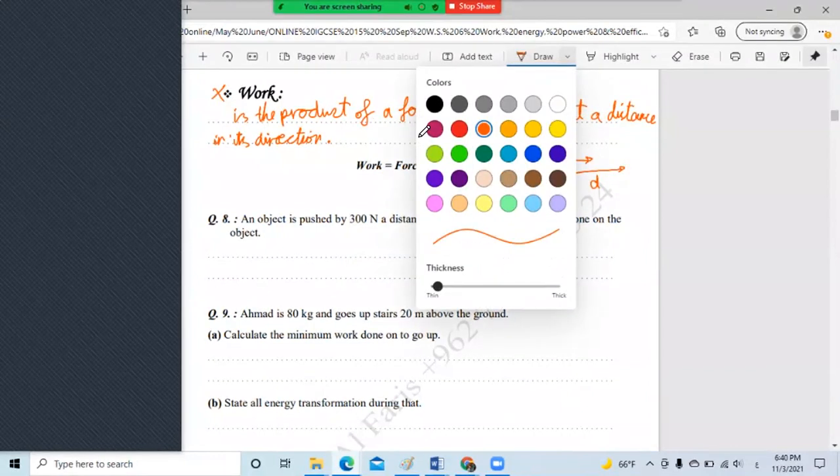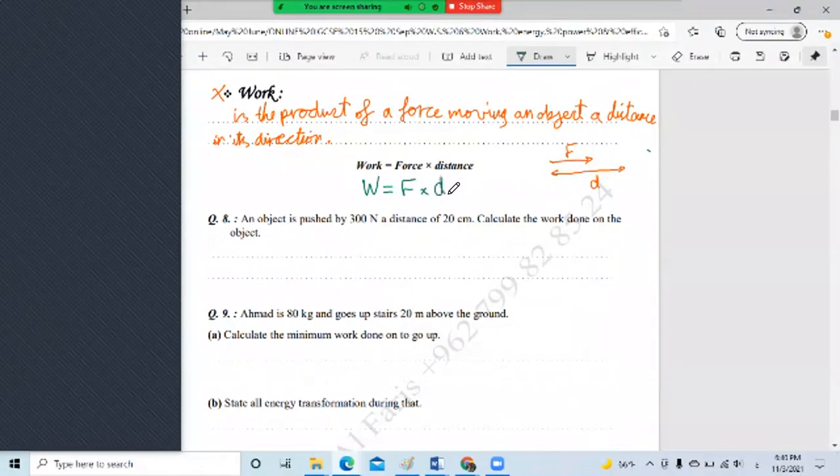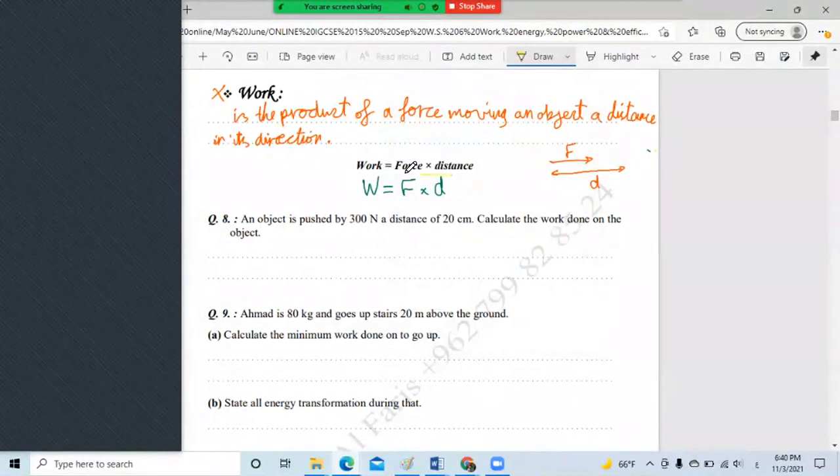So from this, what is the formula for the work? Work equals force multiplied by distance. Okay, thank you. Now, again, who can tell me what's the unit of work?